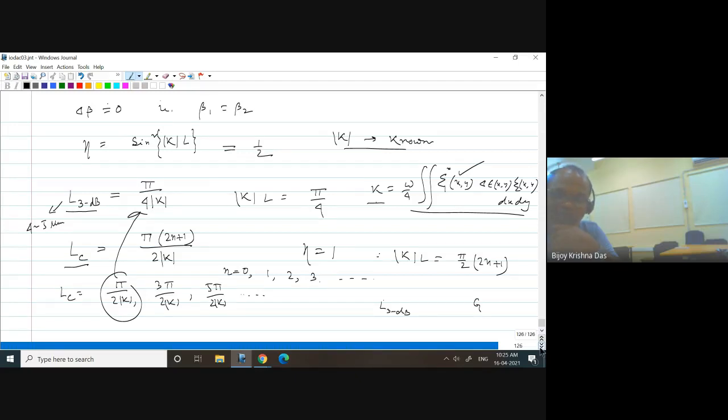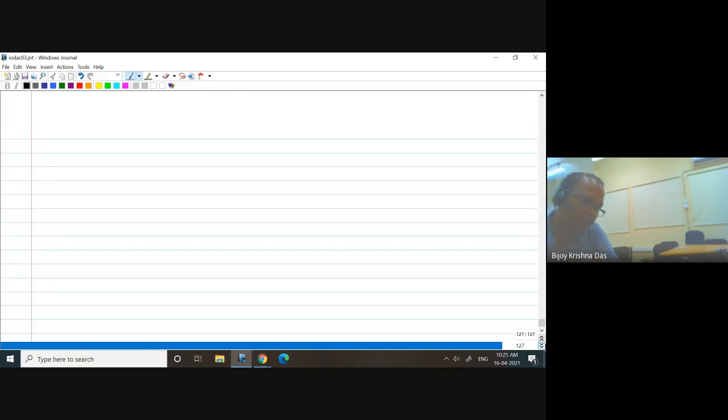Let us try to discuss that thing. Suppose you have two coupled waveguides. So you have one waveguide here, and then you have another waveguide here. Waveguide 1 and waveguide 2.